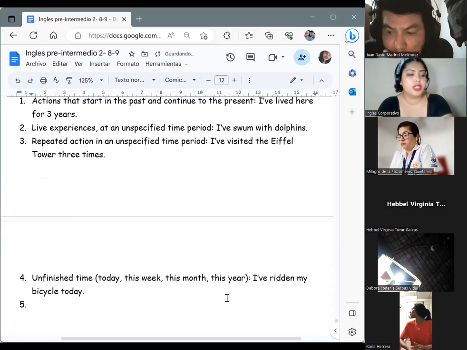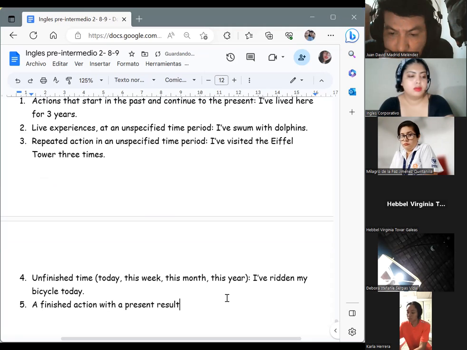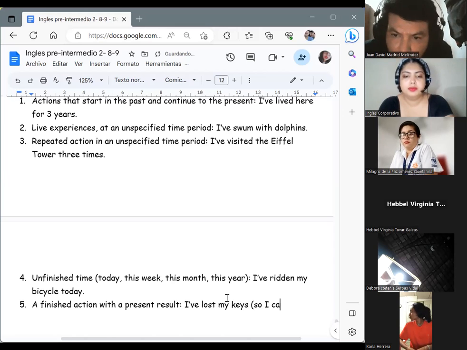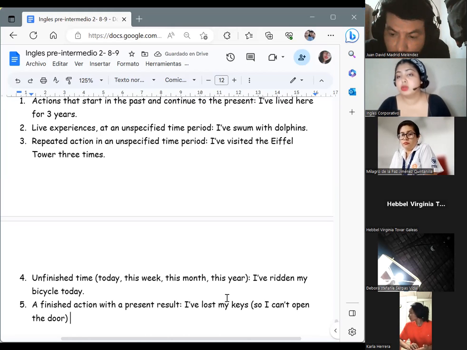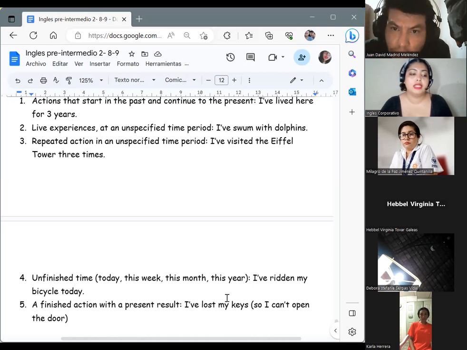Number 5, a finished action with a present result. Y tenemos el ejemplo. I've lost my keys. But we specify here so I can open the door. Estamos hablando de una acción que ha terminado, y tiene un resultado en el presente. En este caso, perdimos las llaves. ¿Y cuál es el resultado? Que no podemos abrir la puerta, ¿verdad? Porque esa acción nos lleva a ese resultado de no poder abrir nuestra puerta porque las hemos perdido.